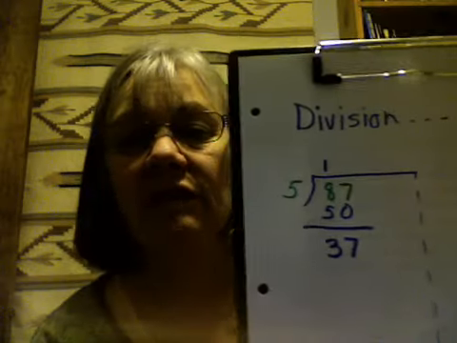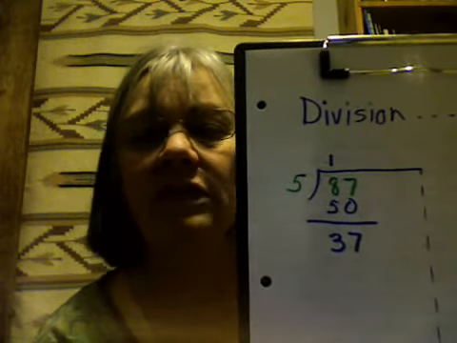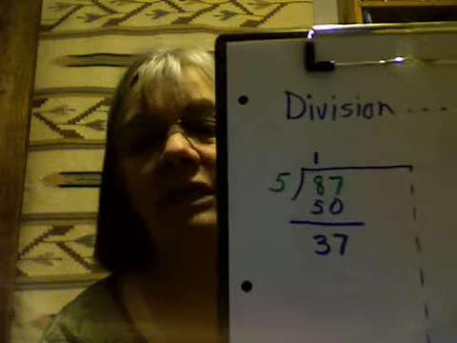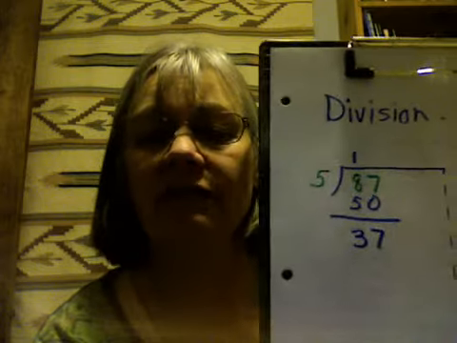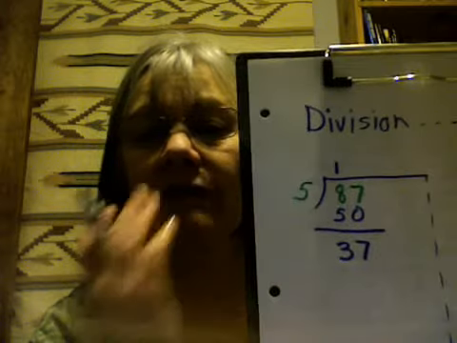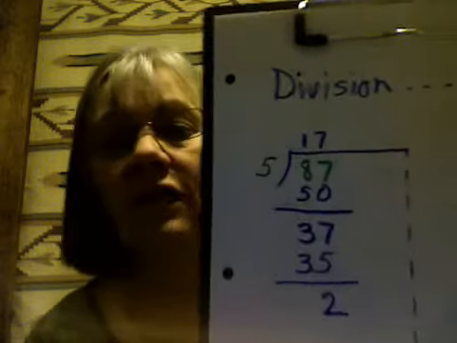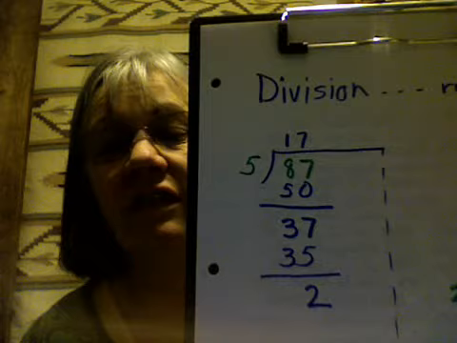Now we ask ourselves the question, how many 5s are there in 37? If you've been practicing your basic multiplication facts, you know that 5 times 8 would be 40, and that's too much. So let's try 5 times 7. I'm sure you know that is 35. And when the division is all done, you can see that there are 17 groups of 5 in 87, and there would be 2 left over.